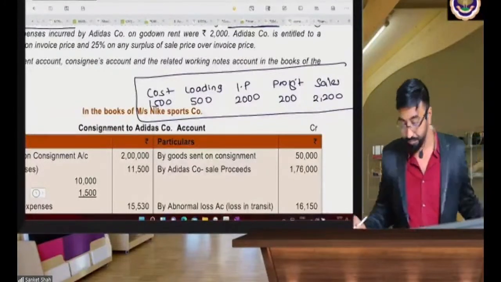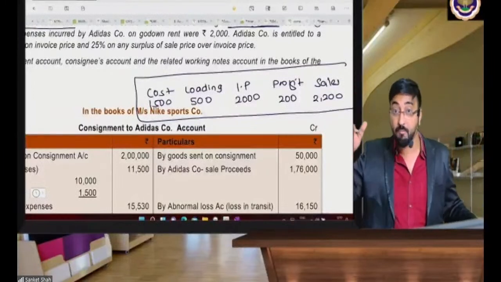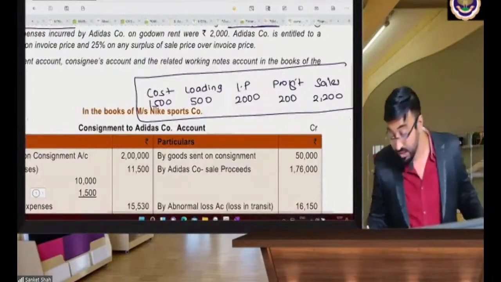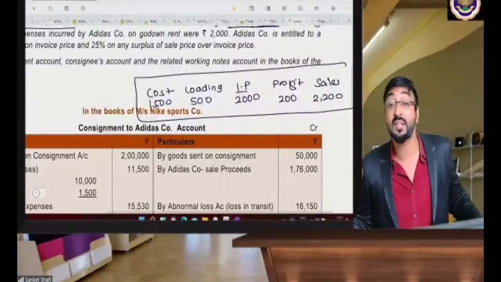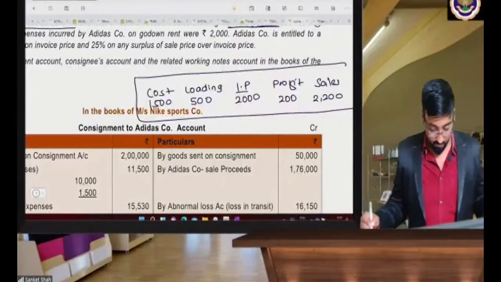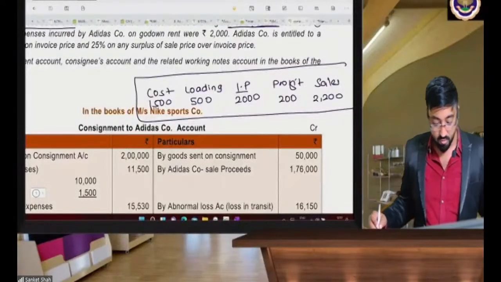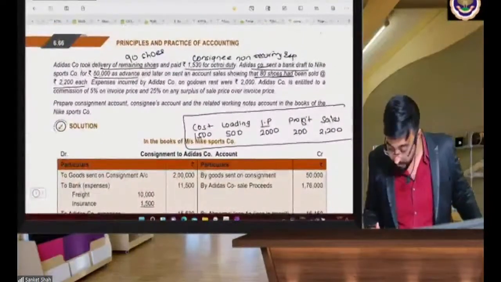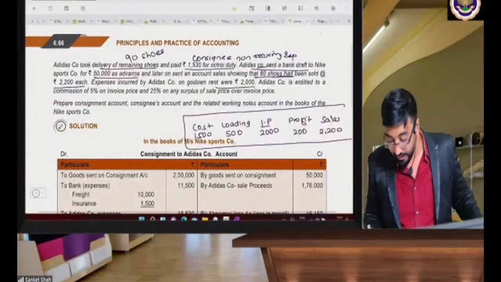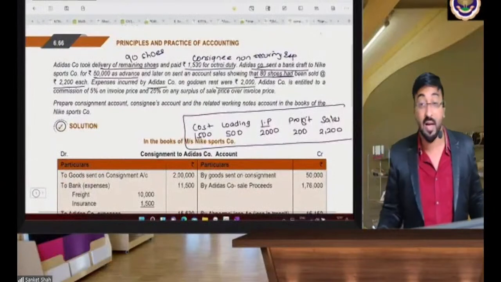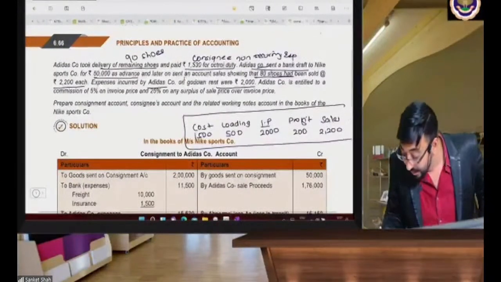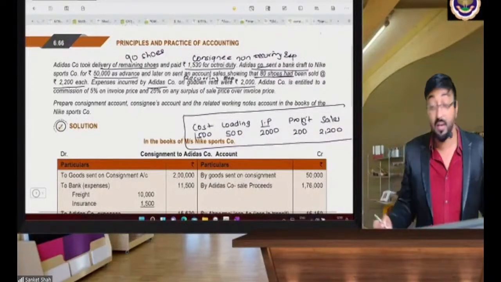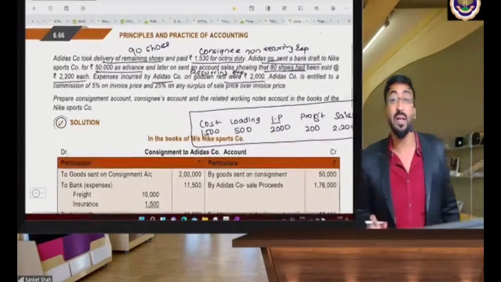Chalo. Now you got this logic. Cost is different, invoice price is different, and selling price is different. And invoice price is just to hide the cost from the consignee. The consignee should sell this goods. Now see, expenses of godown rent, which is paid by Adidas. So beta, godown rent is a recurring expense. So godown rent is a recurring expense.